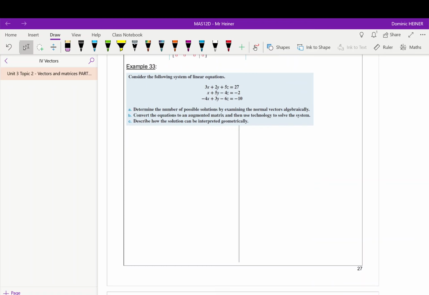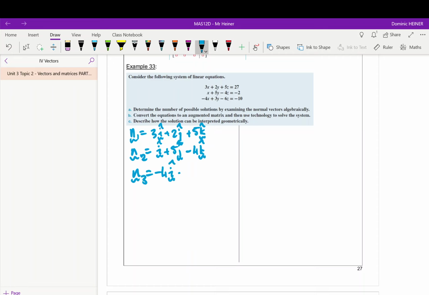Okay, so considering example 33, we've got these three planes. We're asked to determine the number of possible solutions by examining the normal vectors algebraically. So, determining the normal vectors, those come from the coefficients of x, y, and z. So n1 is going to be equal to 3i plus 2j plus 5k, n2 is going to be 1i plus 5j minus 4k, and then n3 is going to equal negative 4i plus 3j minus 6k.